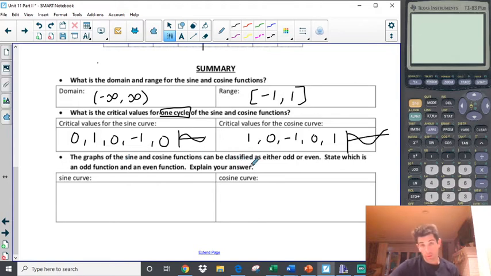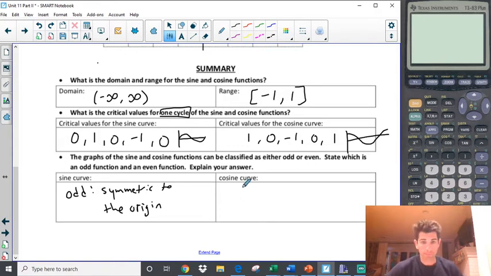Okay, now we had learned way back when that there are odd functions and even functions. So we're going to call the sine function an odd function because it's symmetric to the origin. And then you have the even function, okay, and that has symmetry with the y-axis. Okay, so there are your odd and even function stuff. All right, so there we go.